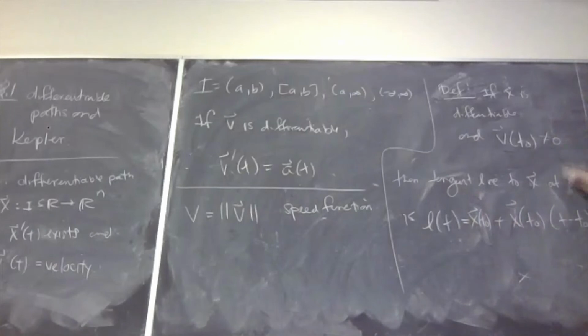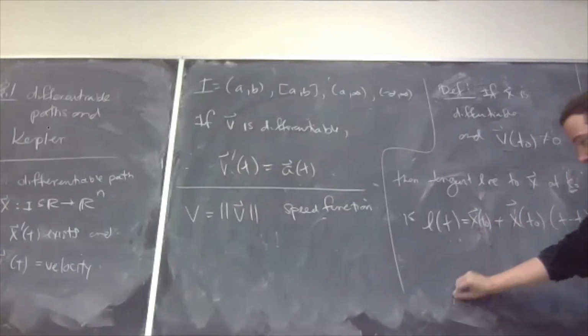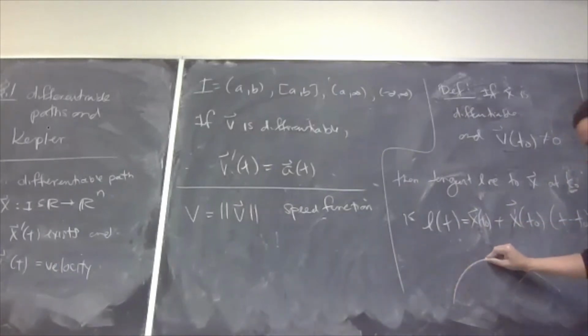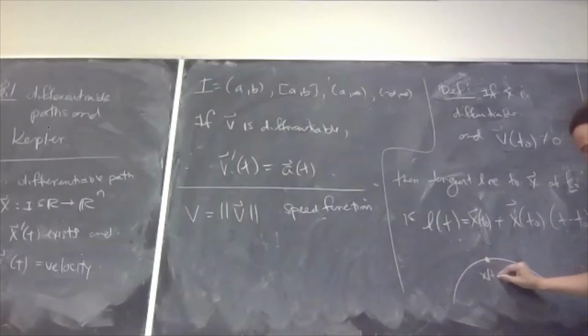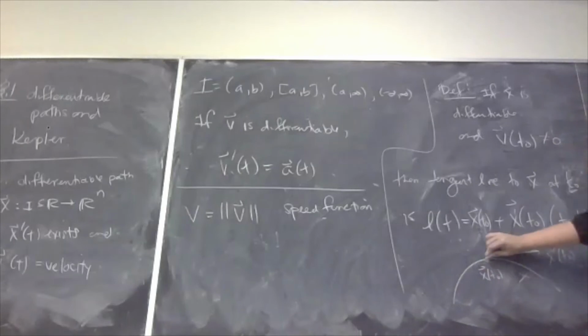The tangent line at some time t naught: evaluate where you're at on the curve, and there's the vector that dictates the direction you were going. This is what gives you the line. The picture here looks like this. That point is x of t naught. It has some vector sticking out of it. That's the velocity vector, called x prime of t naught. And if you continue that line in both directions, you get the tangent line.